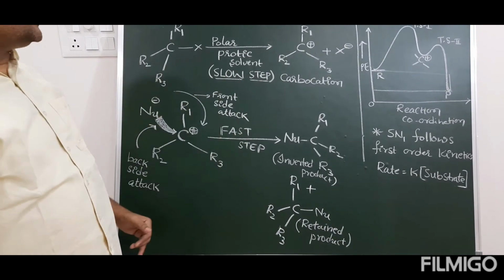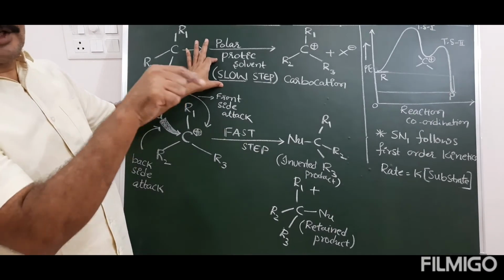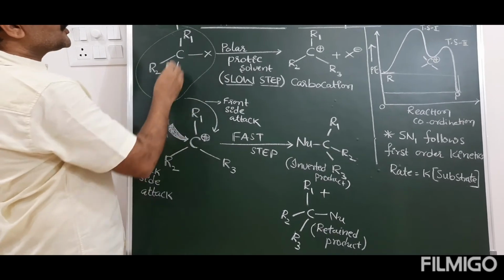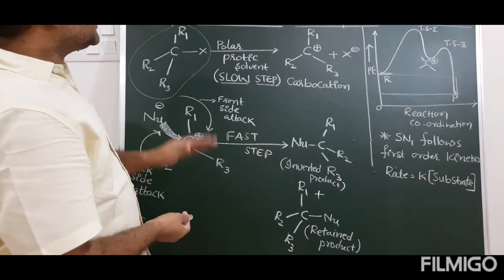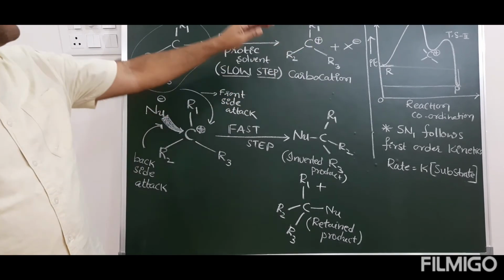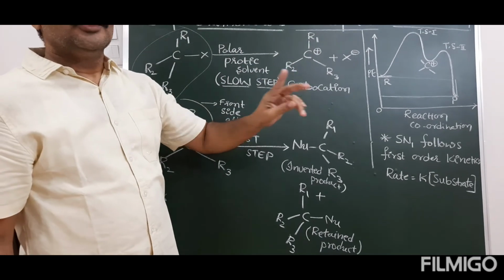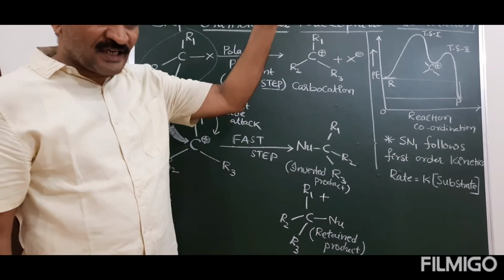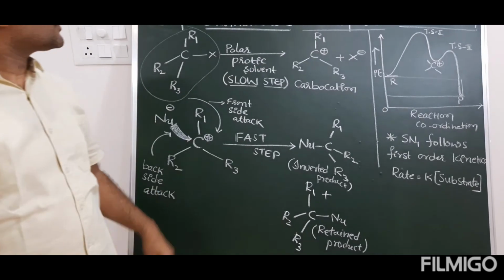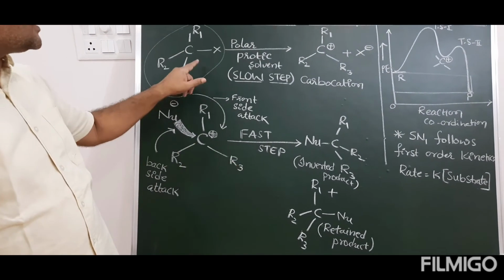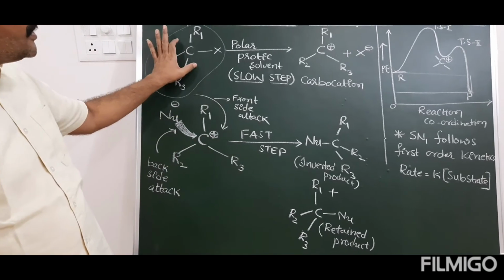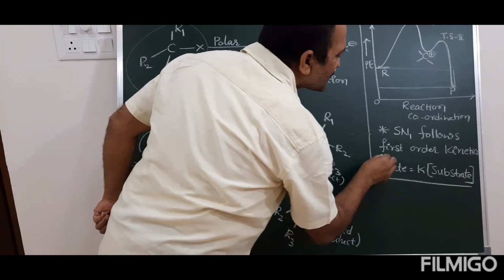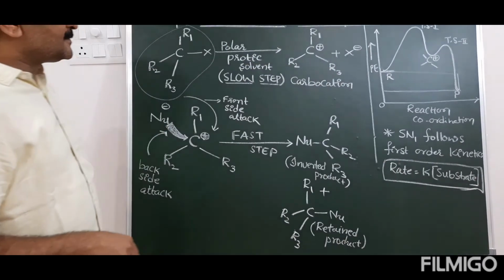From the knowledge of kinetics, the slow step is the rate determining step. In the slow step, only one substrate is involved, so it follows first order kinetics. But in the case of the SN2 reaction, the nucleophile and substrate both participate simultaneously, so SN2 is completed in a single step. But SN1 is completed in two steps, and the rate depends only on the concentration of the substrate. So here the rate law can be written as rate is equal to K into substrate.